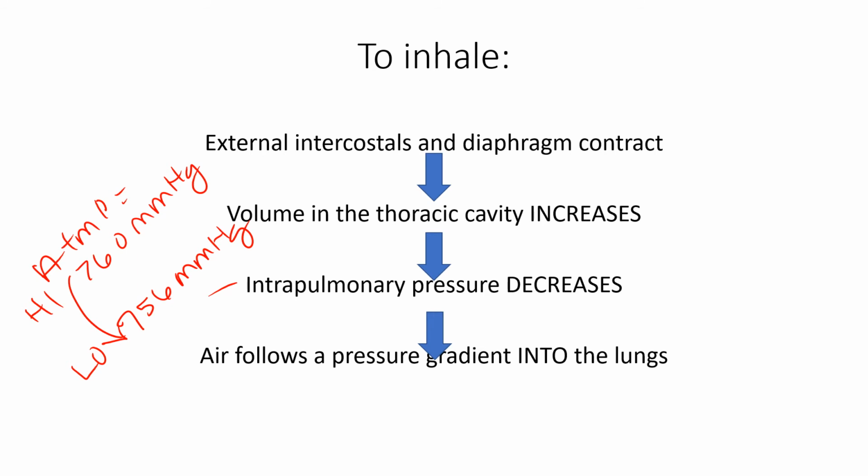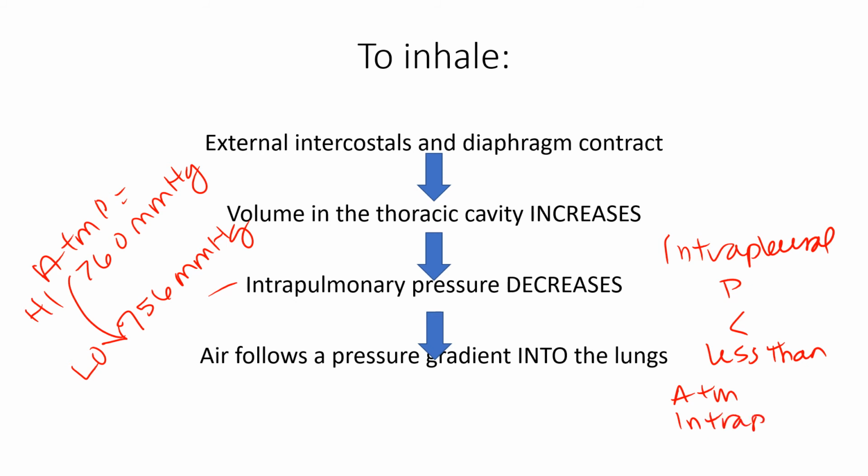Okay, so keep in mind, muscles contract, volume increases in the thoracic cavity, intrapulmonary pressure decreases, and of course, air flows in. So you say, what about that intrapleural pressure? Okay, it's going to always be less than which pressure? Well, it's going to have to be less than atmospheric pressure, and it's going to have to be less than intrapulmonary pressure. And that's in order for your lungs to stay inflated.